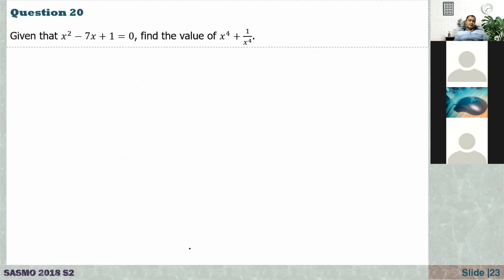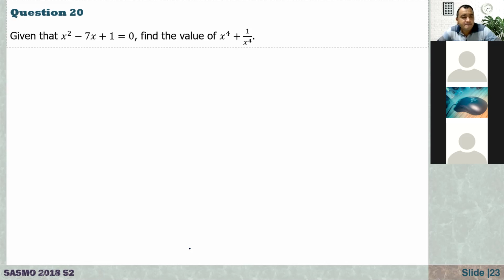Given that x squared minus 7x plus 1 equals 0, find the value of x to the power of 4 plus 1 over x to the power of 4. Ayan, if I give you 2 minutes, can you solve this question? I can try. But do you have an idea when you look at the question? Does any idea come to you?